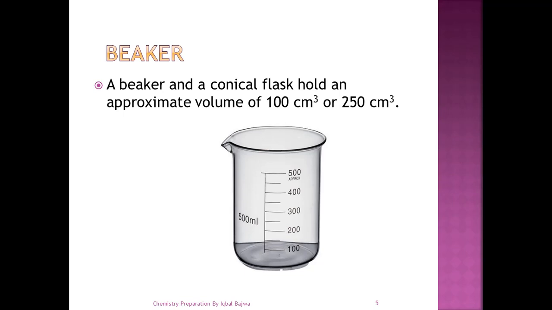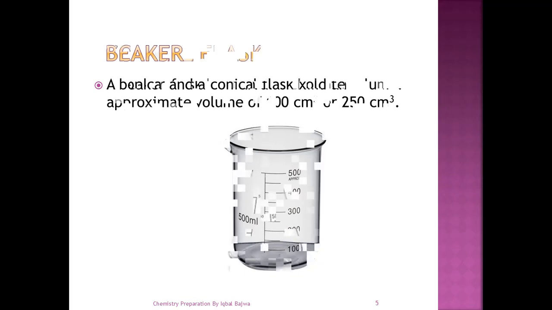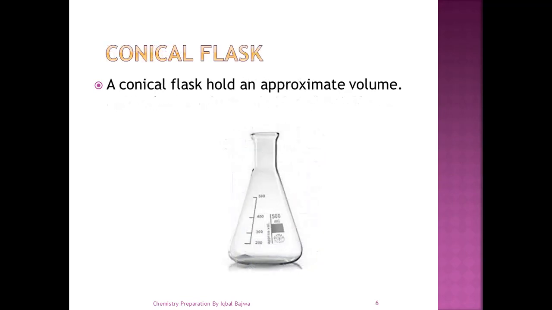Now, how do we measure the volumes? First of all, the beaker and conical flask. A beaker and a conical flask both hold an approximate volume. Conical flasks hold an approximate volume and are used mostly in titration experiments.